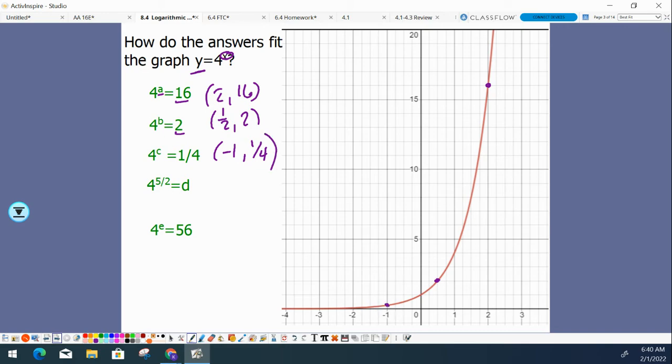It's about right there. 5 halves. So that's like 2.5, right? So if we go between 2.5 and follow it all the way up, it's going to get to 32. And we can't see where that's at, but it's going to be between 2 and 3.